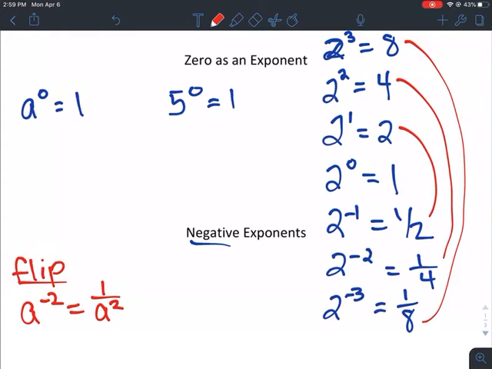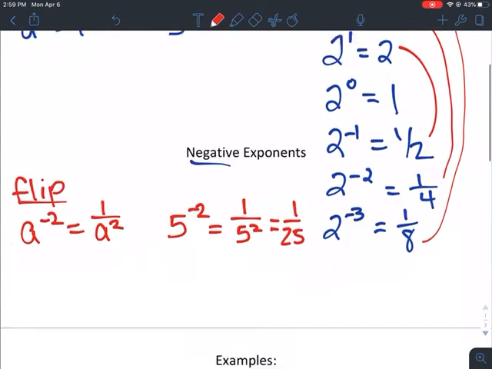Then if you have something like 5 to the negative 2, that's going to be the same thing as 1 over 5 squared. And 5 squared is just 25. So you can do exponents that way too.